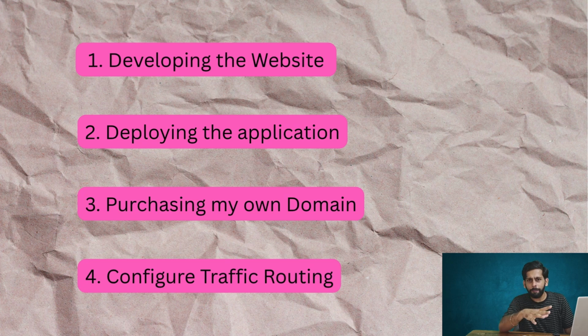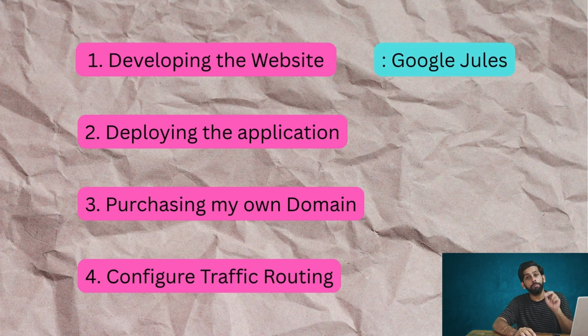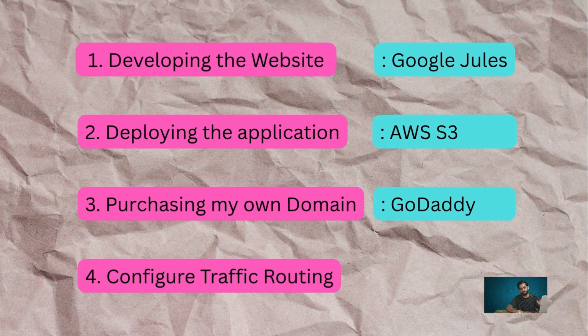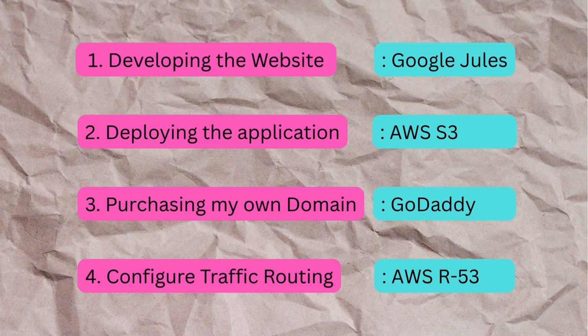For developing the application, I used Google Jules. Second, for deploying it, I used AWS S3. You might be surprised. AWS S3 is primarily a storage service, but it can also help in hosting static websites. So we will learn that today. Number three, how did I purchase my own domain? I did it from GoDaddy, and I will show you a quick demo of how I was able to do that easily. Fourth is how I configured the overall traffic routing so that when you hit my website address, it reaches my website. We will talk about all of those.